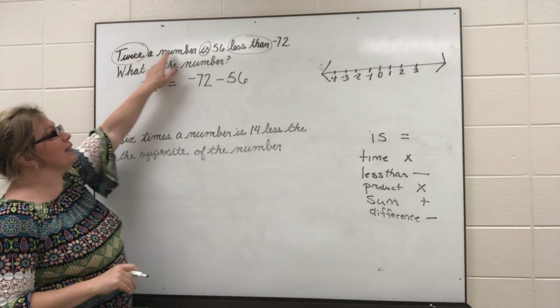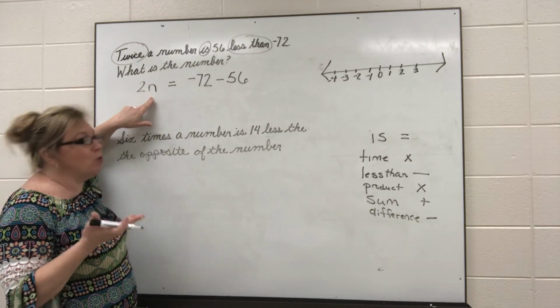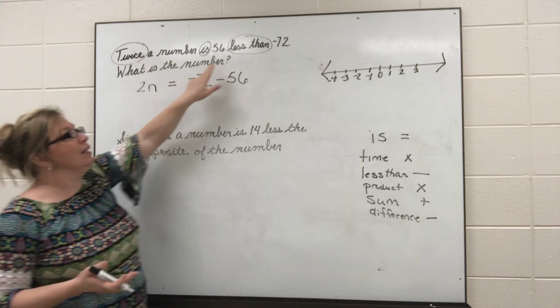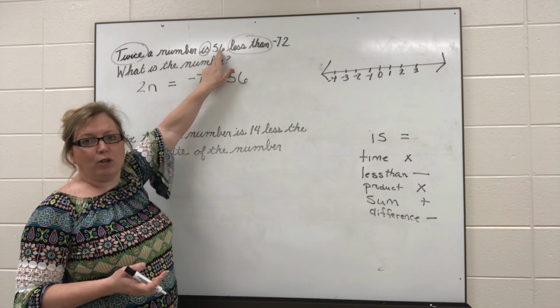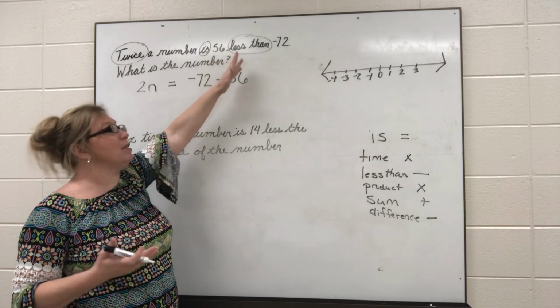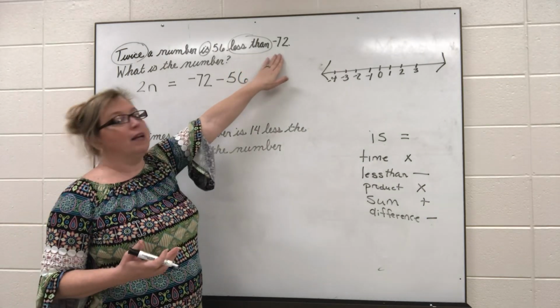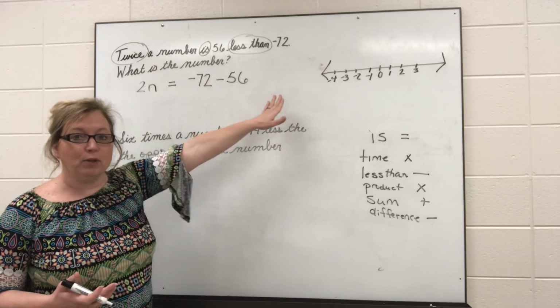Let's go back to the problem one more time before we worry about solving it. We have twice a number, which means to multiply some number 2 times. Is means to equal. Less than means I'm going to subtract the number right in front, the 56, from something. What am I taking the 56 from? The negative 72.